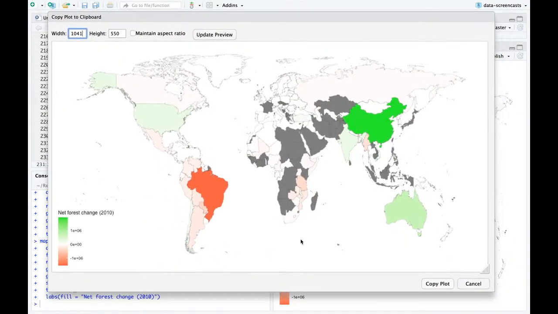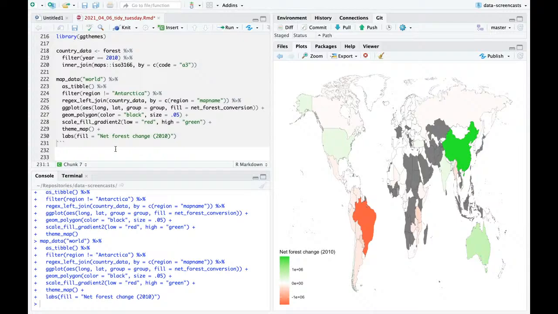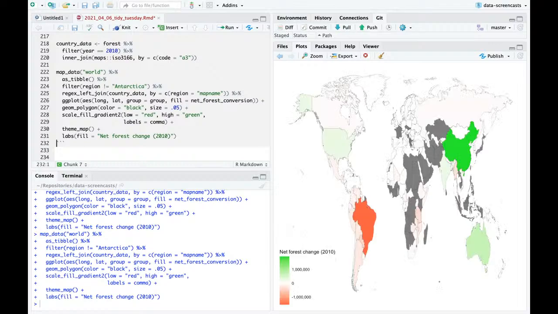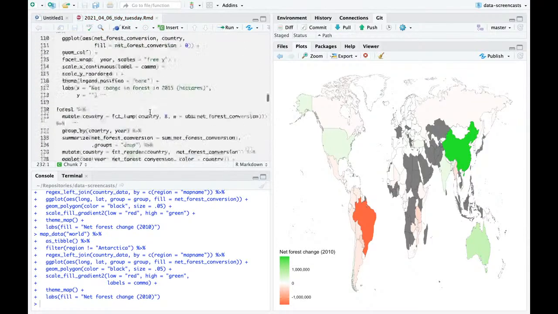All right. And, oh yeah, I'm going to throw one more thing in because it's bugging me. Labels, comma. It's nice to see that China's gaining a lot, Australia and the US gaining a little, Brazil losing a lot. This is in the year 2010. That's in total hectares. All right, so that brings us to the end.